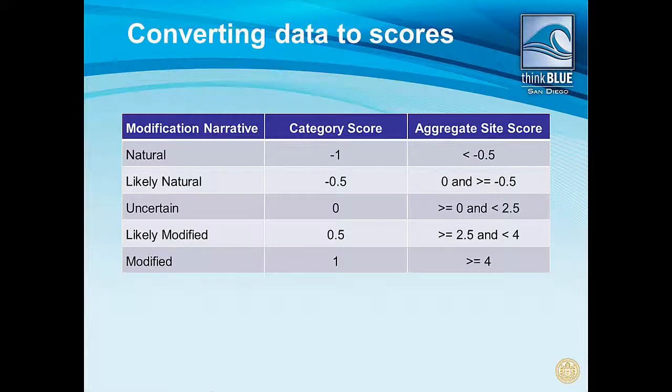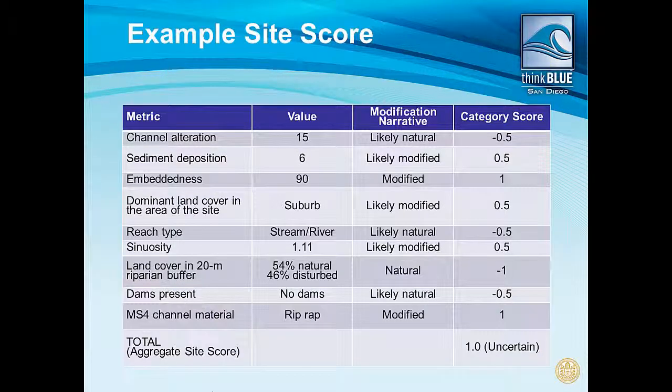So here's the way we scored it. The scores go from -1 for being natural to +1 for being modified. I can only tell you that we must have spent a month trying to figure out the scoring here to make it look like it was going to work right. And I think this does seem to work. But basically the aggregate score column, that's what we're actually using to figure out where we're going to classify this. So I'll show you an example in the next slide.